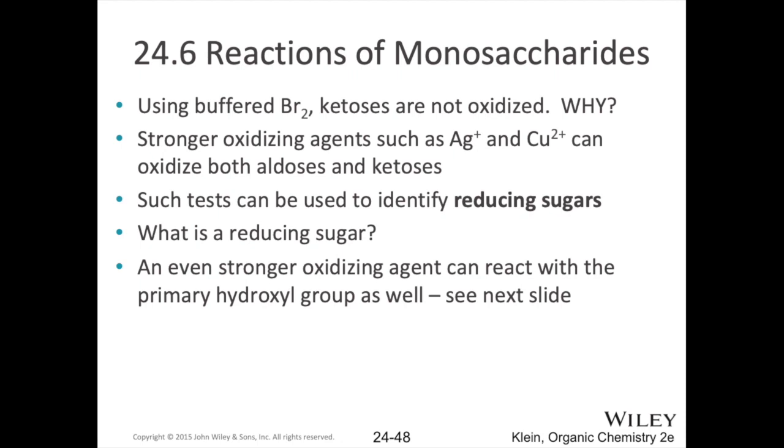Those sugars that give a positive test here are known as reducing sugars. They're so called because they reduce the metal ions into the metals, right? While the aldehyde group gets oxidized into a carboxylic acid. Okay, so again, this is only at that carbonyl position. If you want to oxidize anything other than that, you need to use something stronger as your oxidizing agent.